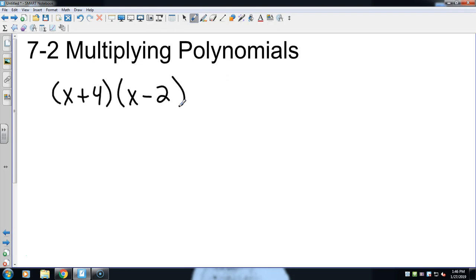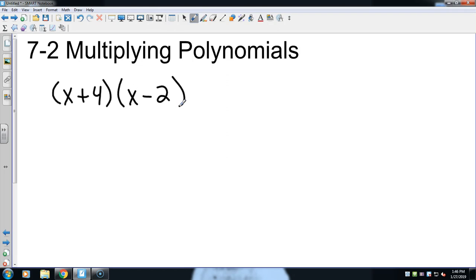So I'm going to teach you two methods. I'm going to teach you the distributive property method and also the FOIL method. There is a third method called the table method, but we're not going to focus on that as much. And so if you see that in the instructions in the book to use the table method, then you're welcome to use one of the other two, either the FOIL or the distributive property.